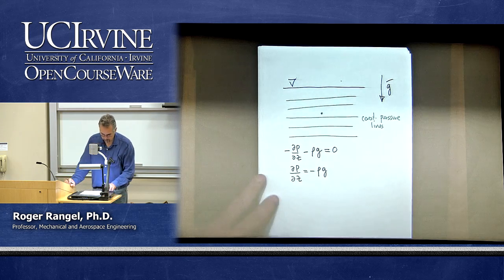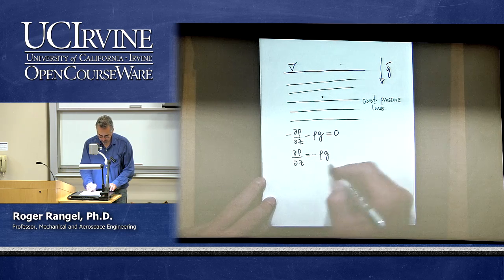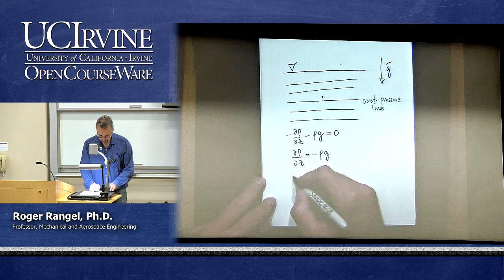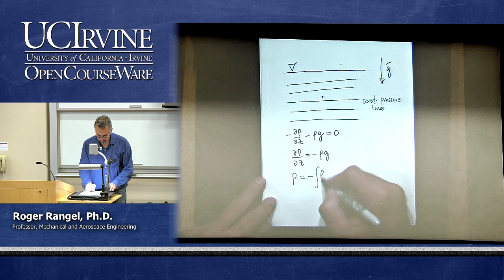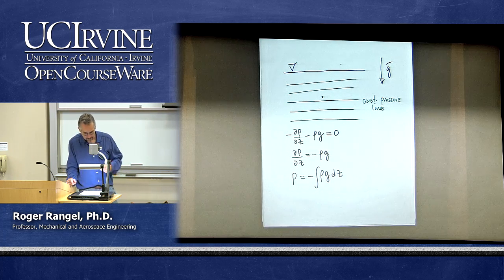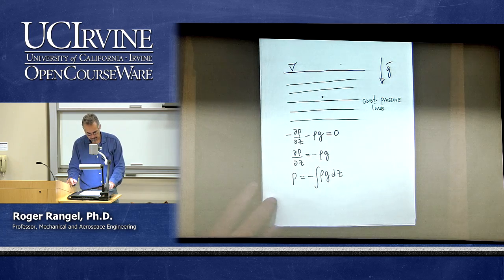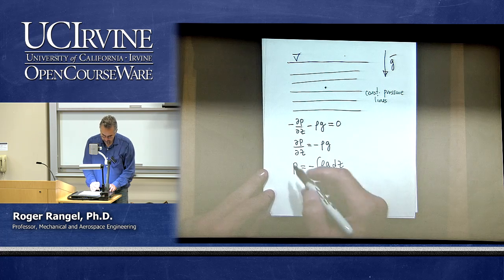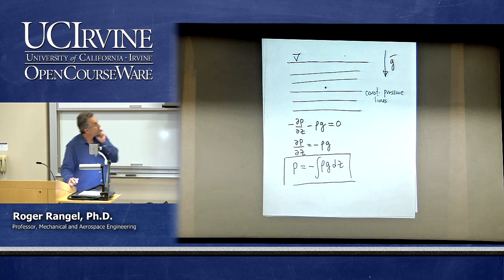So how do we solve this equation? Well, we have to integrate it. If we want to find the pressure field, you integrate this equation. If you do one integration, that's all you need to do. You get that the pressure is equal to negative the integral of rho g dz. And the limits of the integral will depend on which two points you want to use as your limits for your integration. So solving a problem in hydrostatics to determine the pressure boils down to carrying out this integral.